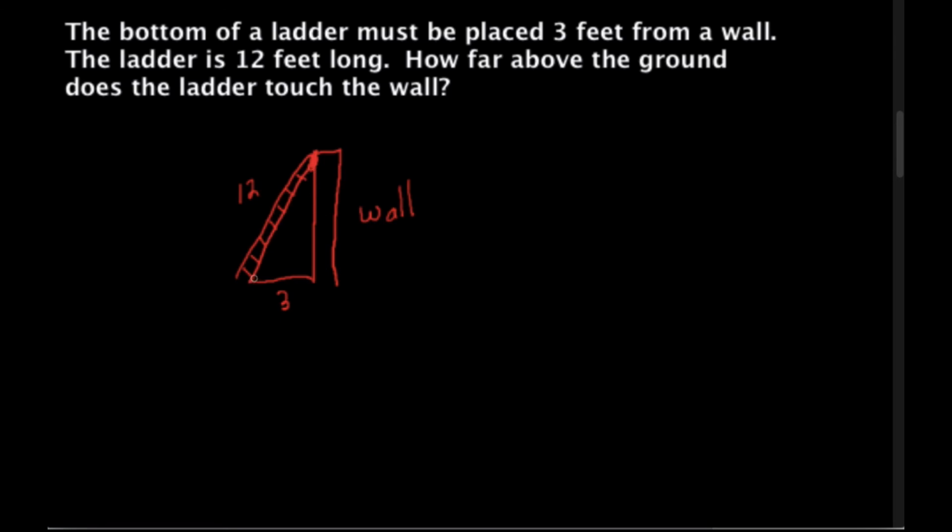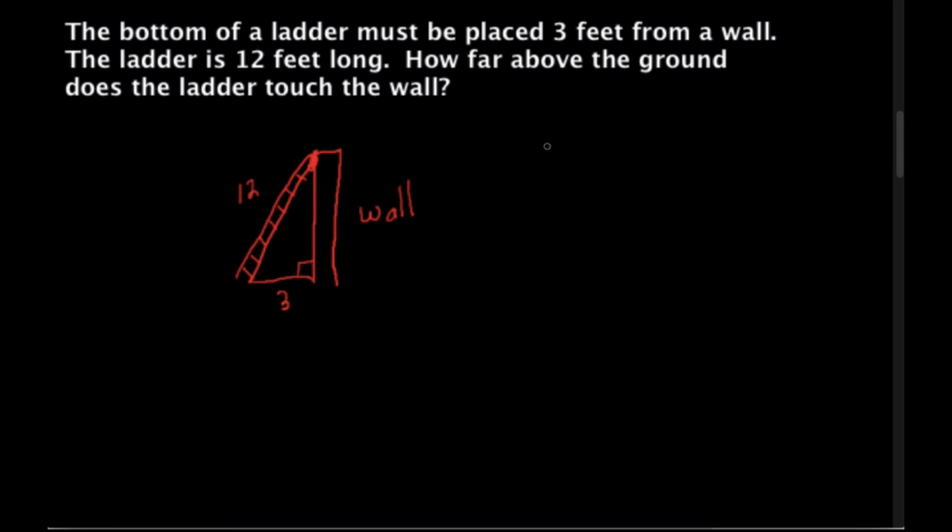So I'm sure you can identify the right triangle in this situation. Here's the ground, there's the wall, and the wall makes a right angle with the ground. We have a hypotenuse, the length of the ladder, which is 12 feet, and we have one side, or one leg, which is 3 feet.